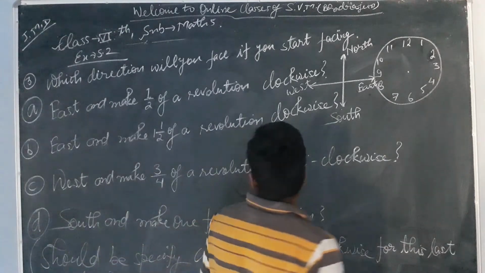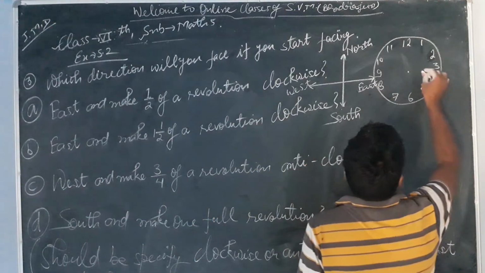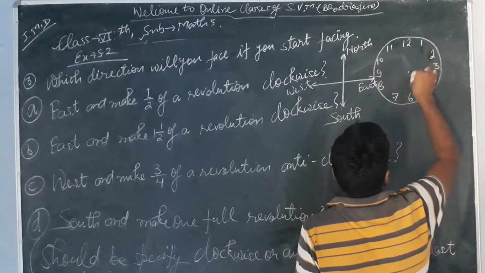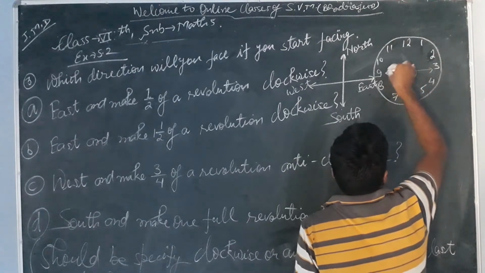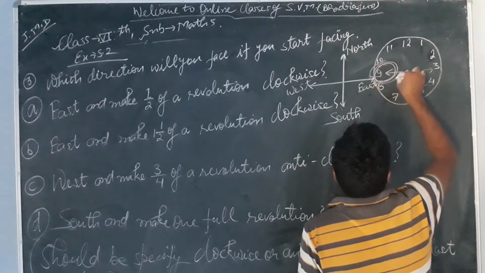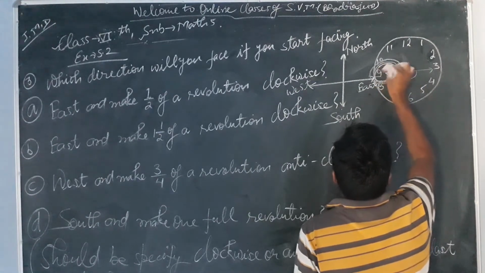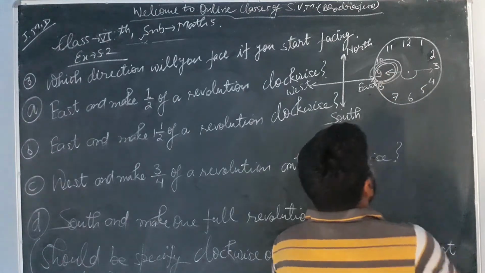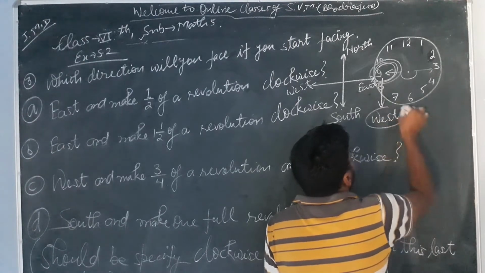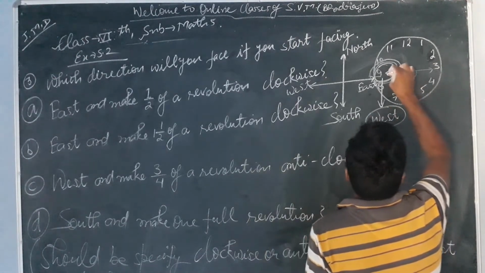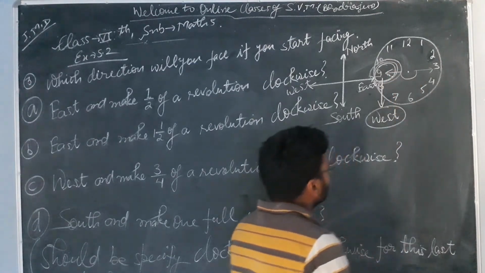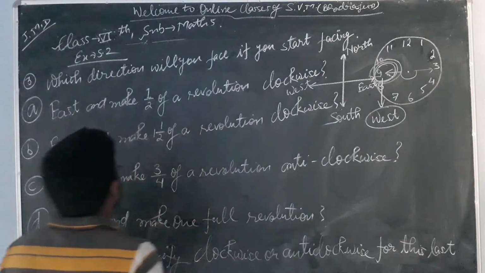We are facing towards east, in this direction, and when we move clockwise by half of a revolution, we will get this direction. And this direction, as we know very well, is west. Now we are facing towards west. This is east and this is west, which we have got after a half revolution clockwise. So our answer for part A is west.